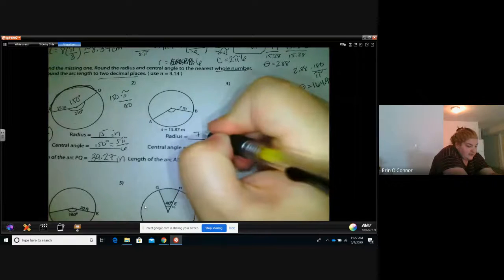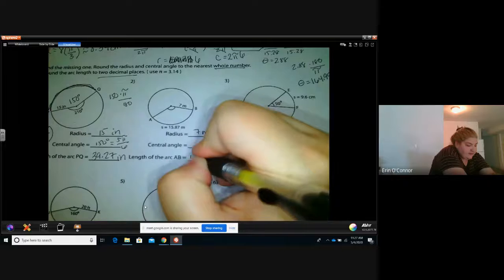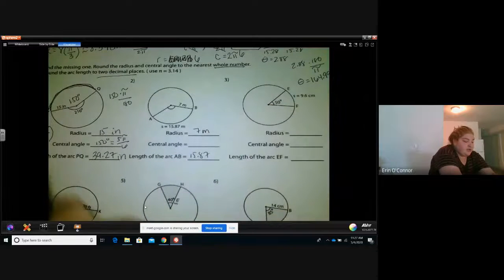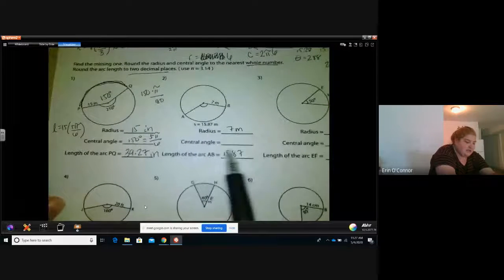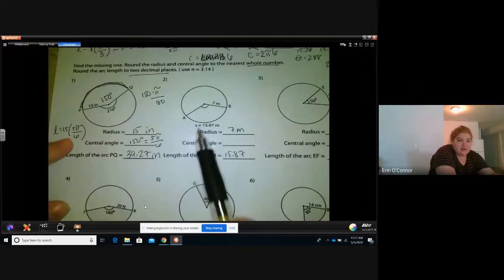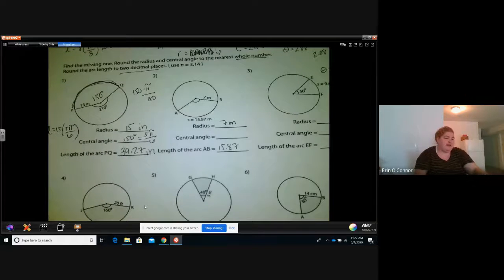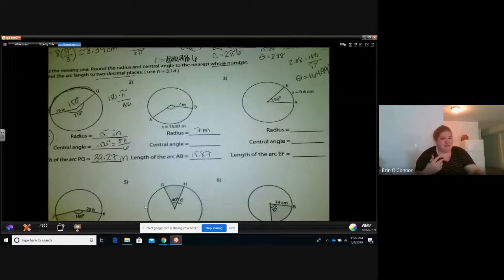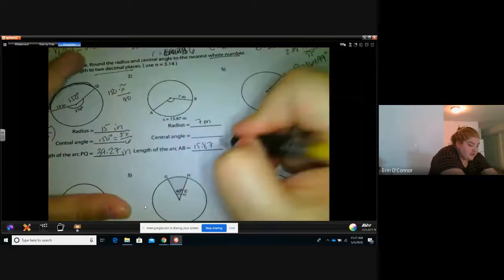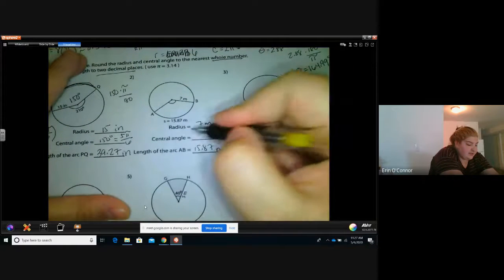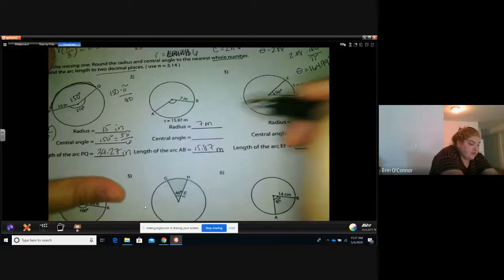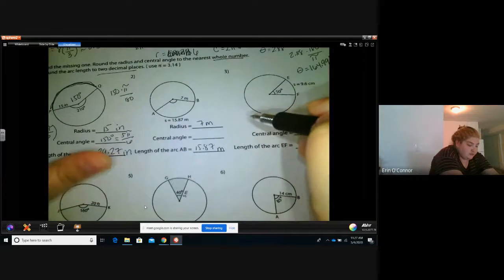Okay, the radius here is 17 meters. The arc length is 15.87. Now, we've been using this cursive L for arc length, but sometimes you're going to see S as well. Arc length can be identified as S. I don't know why they use S. I've never quite understood it. So this is also in meters. We're going to plug these in and find the central angle. And we're going to round to the nearest whole number, hopefully.